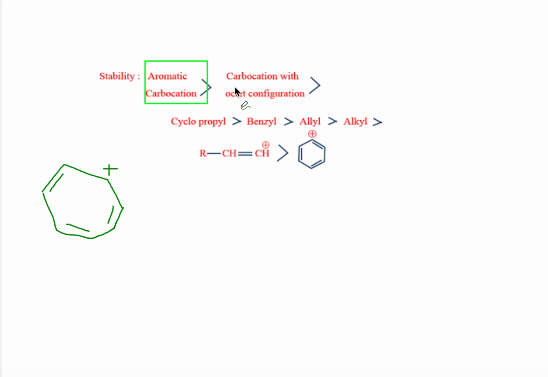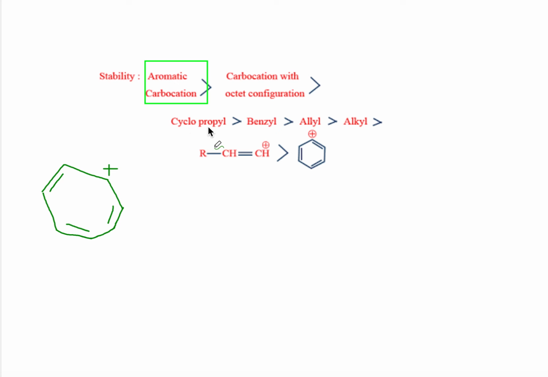Then come to the next category of carbocations, those with octet configuration. You know, carbocations are basically electron deficient, electrophilic molecules which always require a pair of electrons to complete the octet. When there is any lone pair, pi electrons or sigma electrons which are in conjugation or in a position to support the stability of the carbocation through provision of electrons, then it is better for its stability.